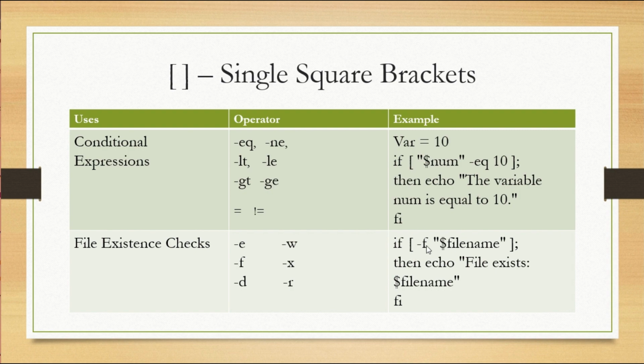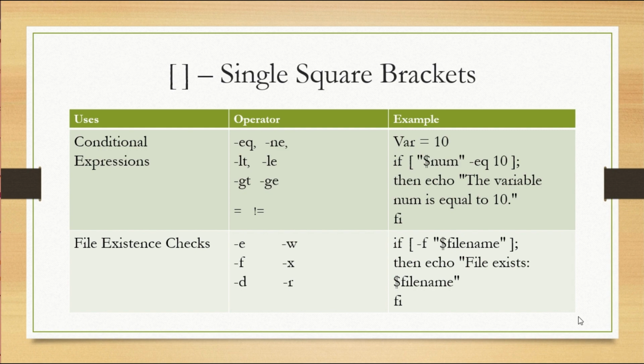If negative F, then we have the $, file name, then echo file exists, and we are going to end the if statement. So we use the negative F for file check. You can check if the file exists, you can check if it is a directory, readable, executable, and writable. Those are some of the operators that we're going to use. So single square brackets are used mostly for two things: for conditional expression and also for file existence check.